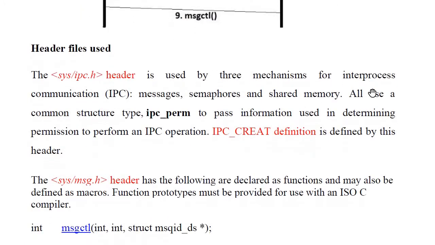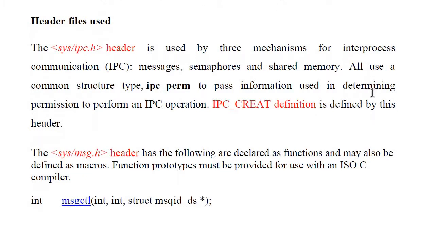Let's see some of the header files which I have included in our program. See what this header file does. It is used by 3 mechanisms for interprocess communication: messages, semaphores, and shared memory. All use a common structure type IPC perm to pass information used in determining permission to perform an IPC operation. IPC create is defined by this header. So we are using IPC create, and this is done here in this header file.